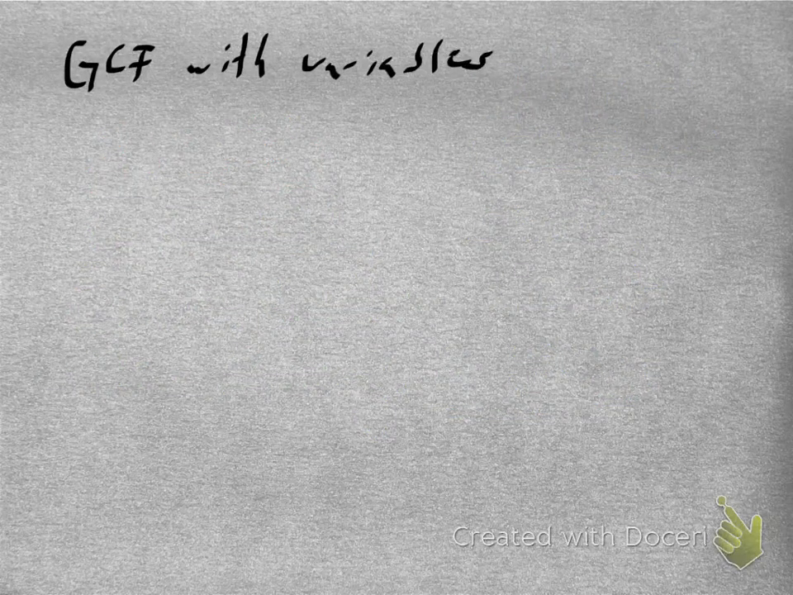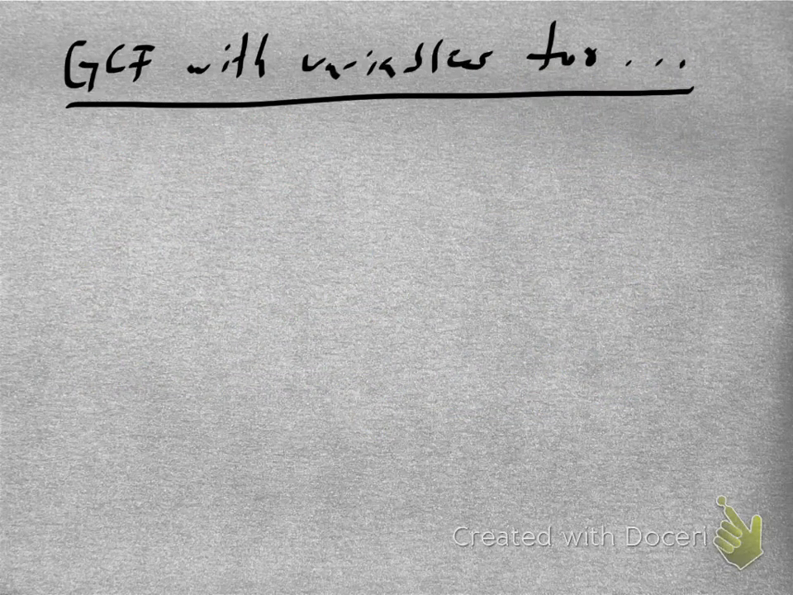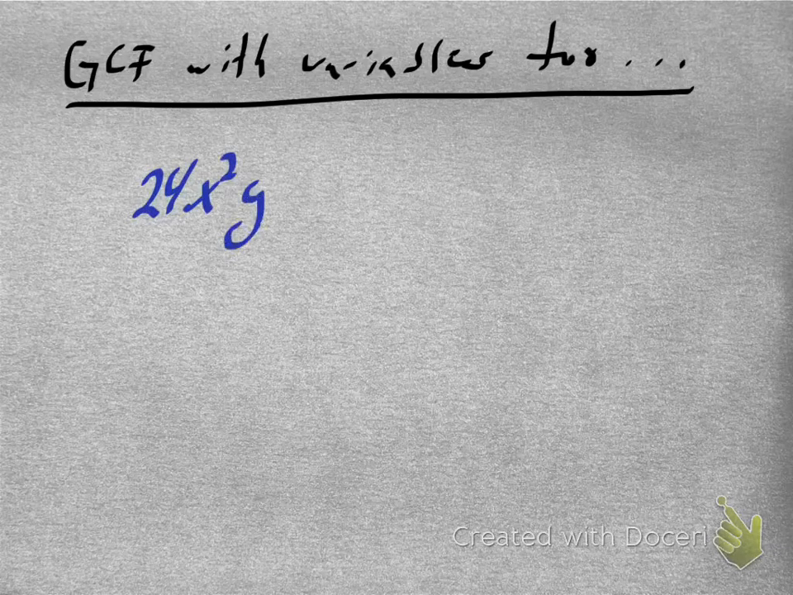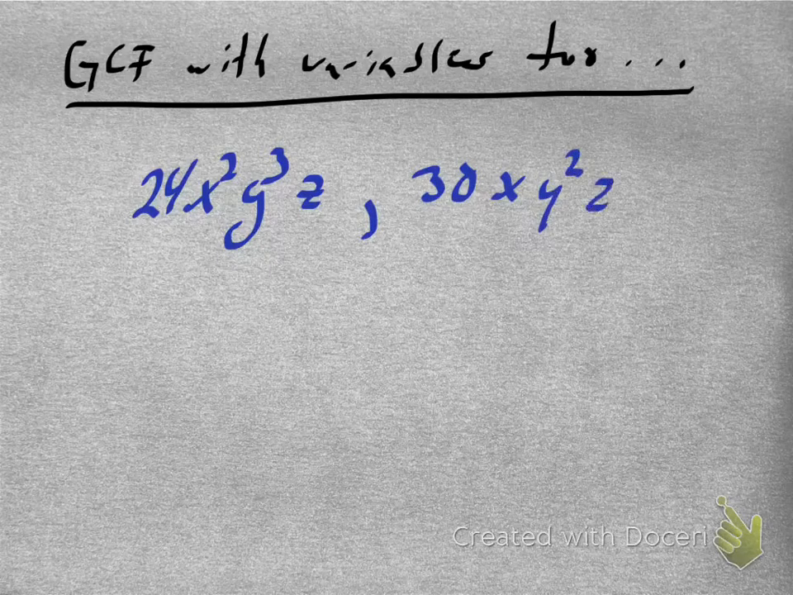Before we get to that, though, I do want to talk about one more thing about GCF, and that's GCF with variables as well. All of those same methods that we just talked about, listing out factors, division ladders, and prime factorization are fine, but they're not just for numbers. We can also find the GCF of things that have variables. So suppose we have, for instance, 24x²y³z, and we also have 30xy²z³. Well, by the same token, we can find the GCF.